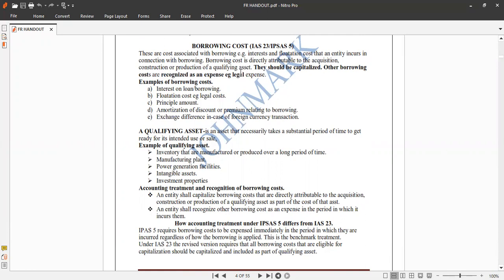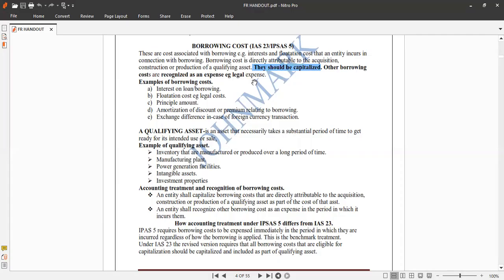So, for example, if you take a loan of 1 million, maybe to purchase a motor vehicle, that motor vehicle is what we call a qualifying asset. Note that borrowing costs should be capitalized. Then, other borrowing costs are recognized as an expense, such as legal expense. So we're saying that borrowing costs should be capitalized.